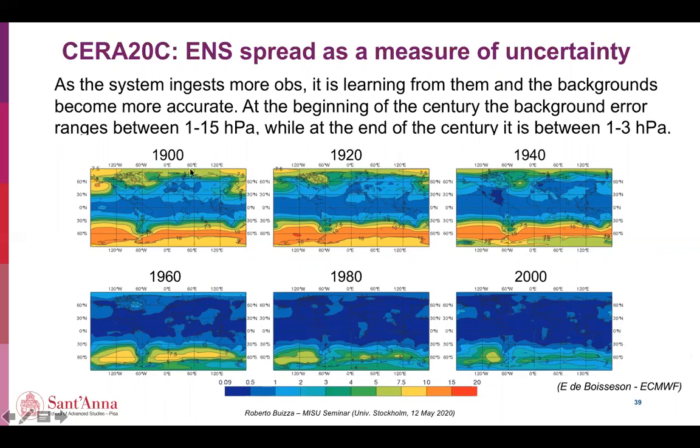So what you see is that while at the beginning, because we had much fewer observations, the spread of the analysis was in the orange and the red area. Then as the years progressed, there has been more convergence among the different analyses, and today the analysis produced for 2000 were much closer, with values in the blue range, than before.